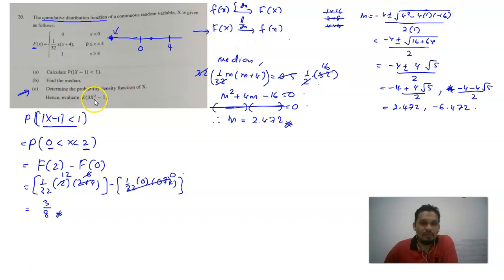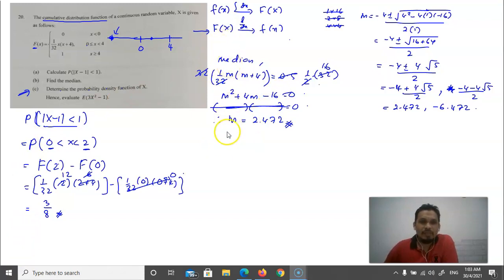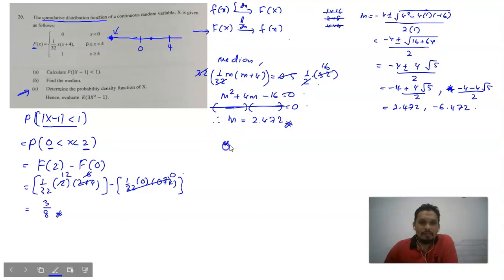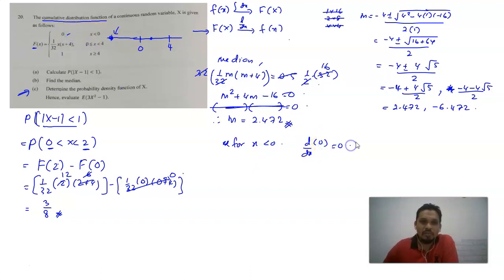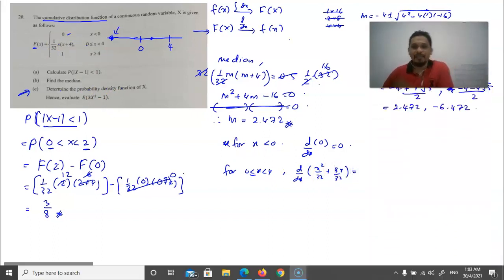And then evaluate this expected value. So the first one here now, for x less than 0, we take the derivative of 0 with respect to x, which is equal to 0. For x between 0 until 4, the derivative of the function, x squared over 32 plus x times 4 over 32, is 4x over 32.